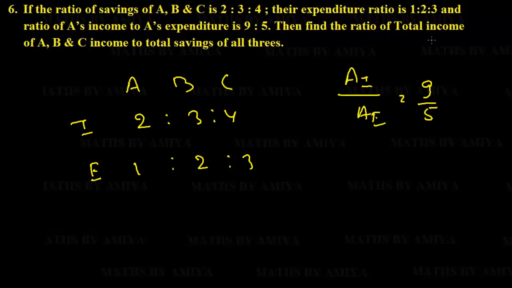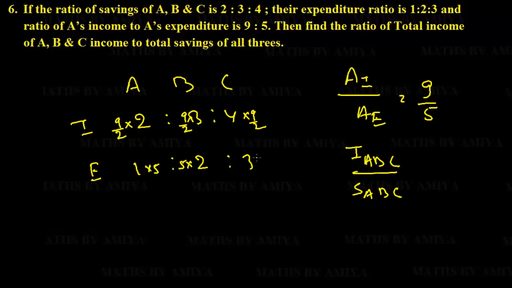And we have to find the ratio of total income of ABC to total savings. We want total income of ABC and we want total savings of ABC. First merge the ratio. A's income is 9, here A's income is 2, so we have to multiply by 9 by 2. That is 9 by 2 and 9 by 2, so the income part is merged. A's expenditure is 5, here the expenditure is 1, so multiply 5 in all the values. And the expenditure part is also merged with the reference data.